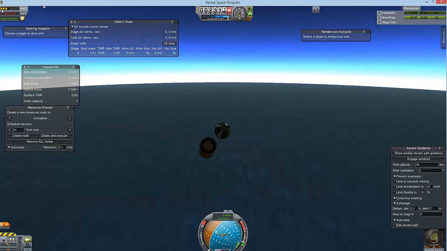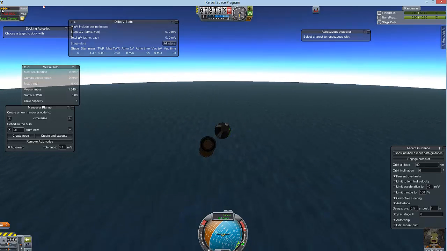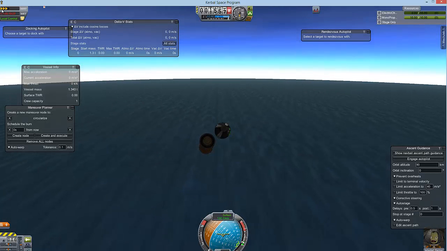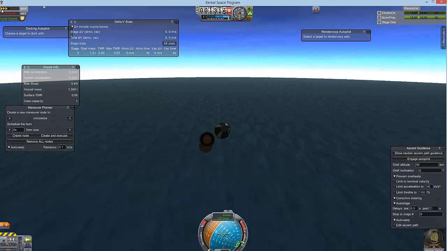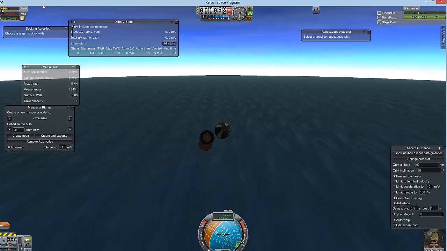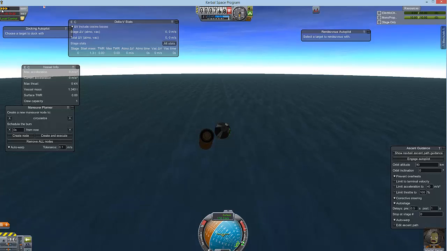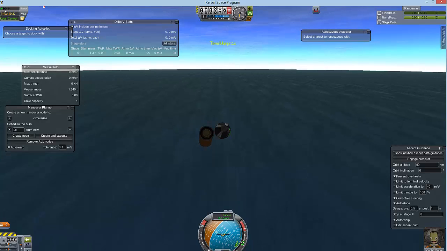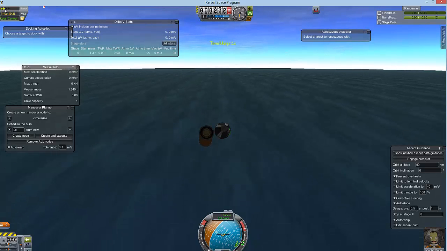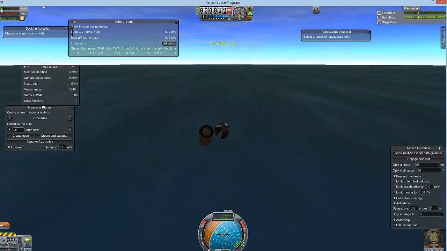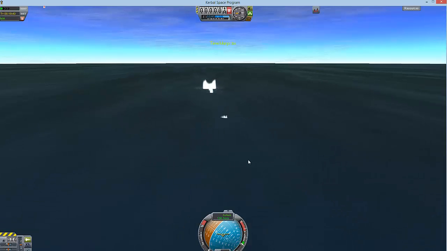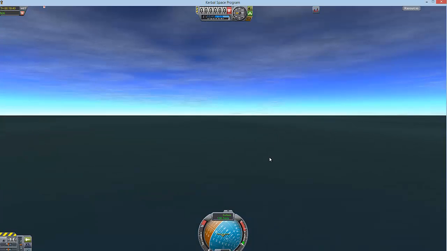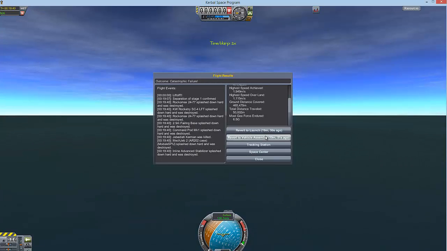And I'll do a quick recap on what I said in a second when we get back to the vehicle assembly. So that's that. Alright, let's head back to the vehicle assembly.